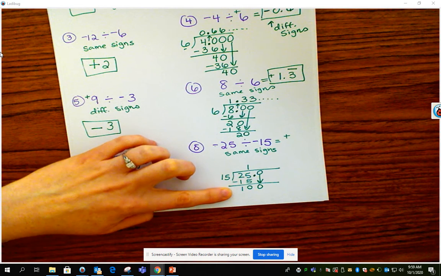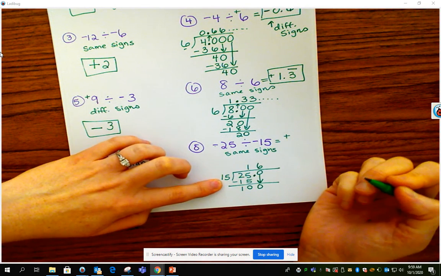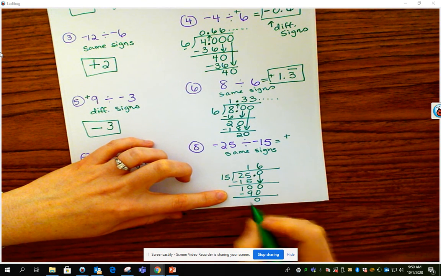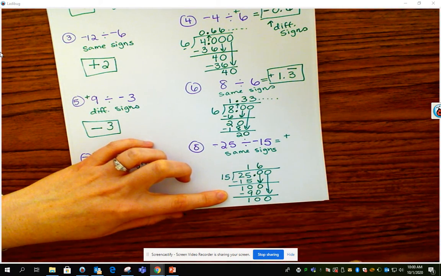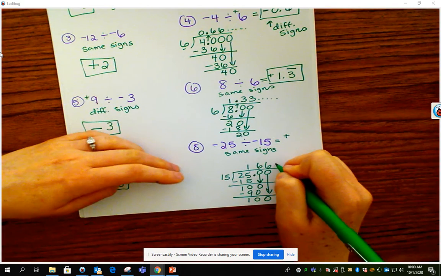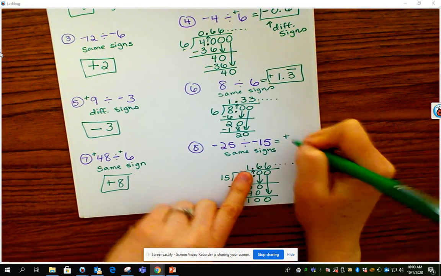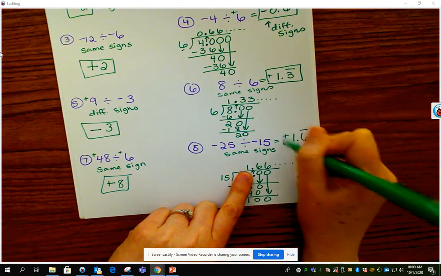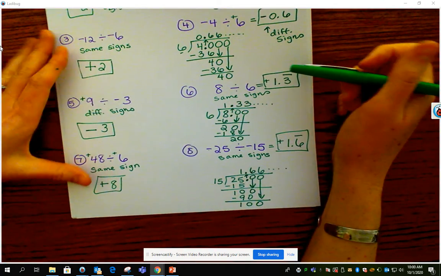So 15 will go into 100 6 times. 15 times 6 is 90. When I subtract, I'm going to have 10 again, bring down the 0, 100. We're going to keep having this repeat, right? We're going to have the same result. So the 6's repeat. I'm going to bring up my decimal, and so I would just note this as 1.6 repeating.